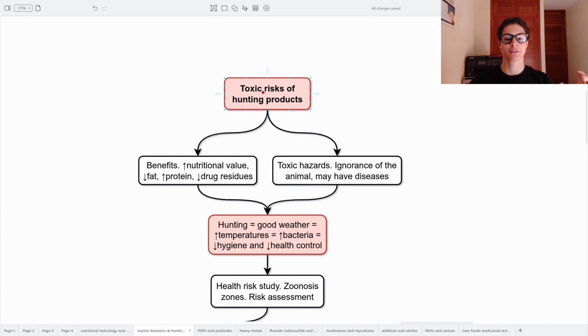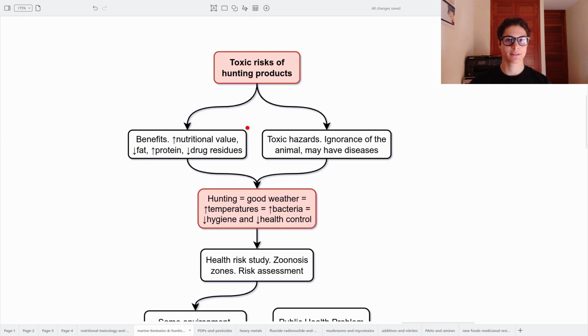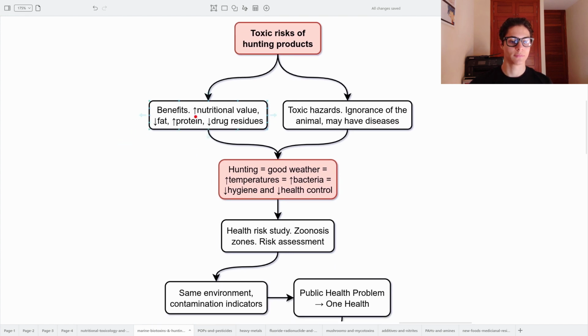Moving on, we have the toxic risks of hunting products. What are the benefits of eating wild animals? Well, they have a higher nutritional value, lower fat content, higher protein, and less drug residues. But what are the toxic hazards?